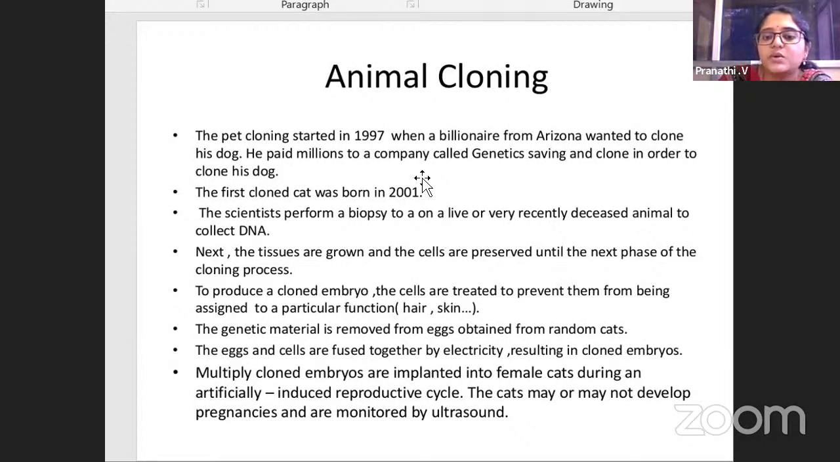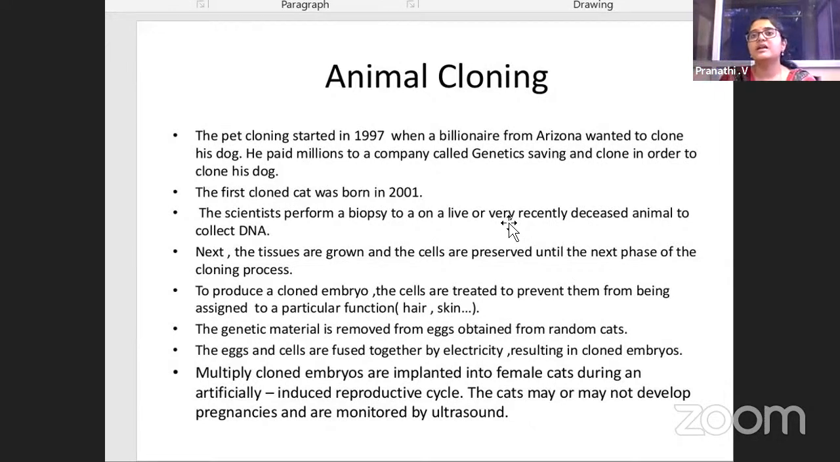So here what you can do is take a biopsy, liver cells, of the animal that has died very recently, within a couple of days. Tissues are grown, then the embryo is cloned, and the genetic material, that is the nucleus, is taken from eggs from different cats and fused together using electric impulses. The resultant embryo is implanted into cats, so that you can induce an artificial reproductive cycle, also giving hormonal injections.